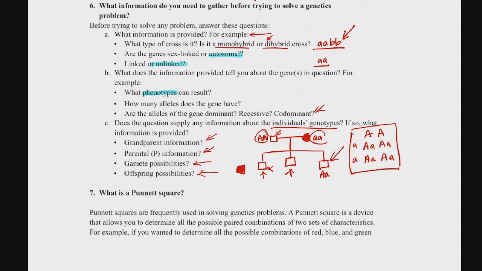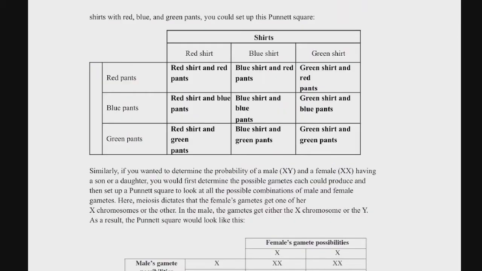Okay. What is a Punnett square? Punnett squares are frequently used in solving genetics problems. A Punnett square is a device that allows you to determine all the possible paired combinations of two sets of characteristics. For example, if you want to determine all the possible combinations of red, blue, and green shirts with red, blue, and green pants, you could set up the Punnett square like this. Great.